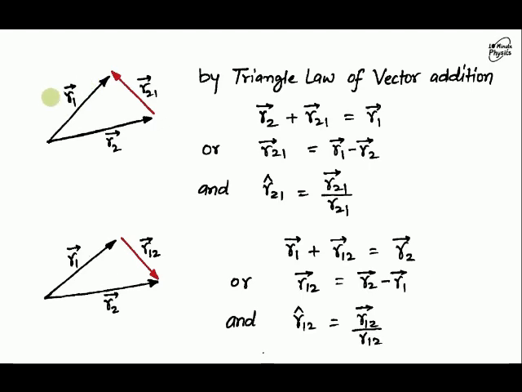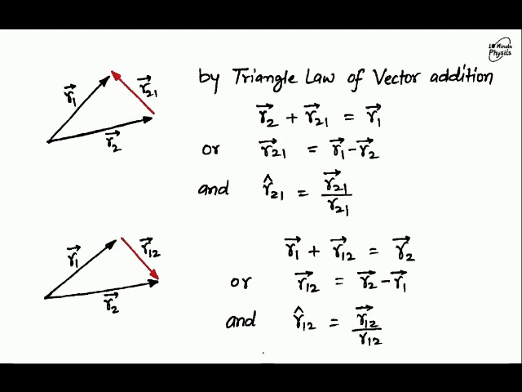I hope you understood this. R12 square into R12 cap. Here again R12 cap represents the unit vector. So by using triangle law of vector addition, we will calculate this R21 and R12 value. For example, here R2, R21 both are along the same direction.